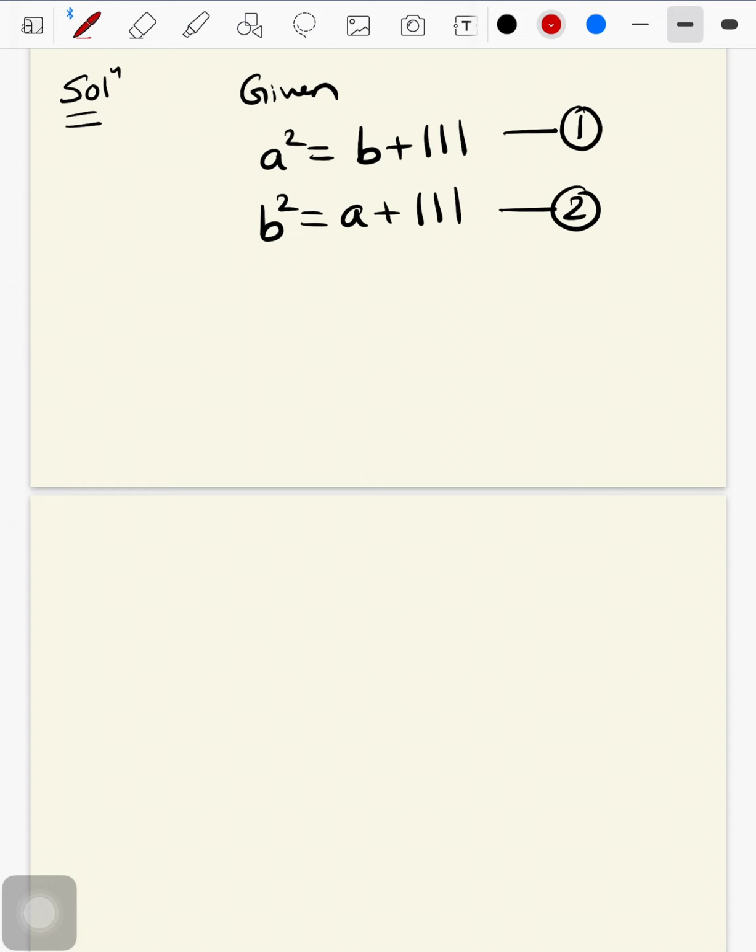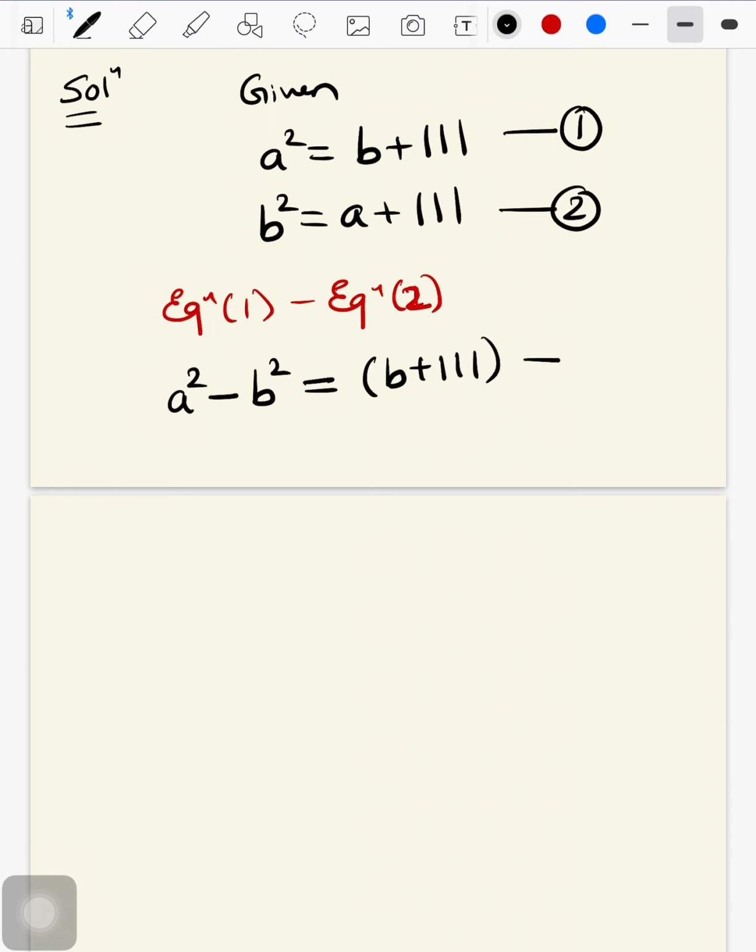What we will do here is, one time we are going to subtract equations 1 and 2, and one time add both the equations. Okay, so first I am writing equation 1 minus equation 2. So this will be the equation 1 value and this is the equation 2 value. We are subtracting, and the same on the right side: b plus 111 minus a plus 111.